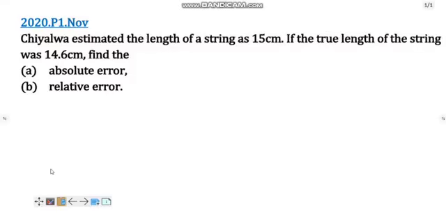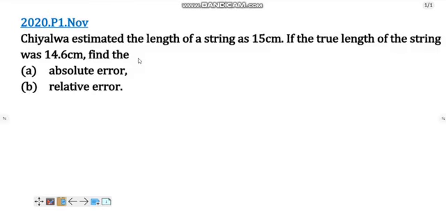So in this presentation, we are going to answer a question that came in Mathematics Paper 1 for 2020. This is a question coming from the topic approximation. The question reads, Chiarwa estimated the length of a string as 15 centimeter. If the true length of the string was 14.6 centimeter, find the absolute error. So we are going to start by finding the absolute error.